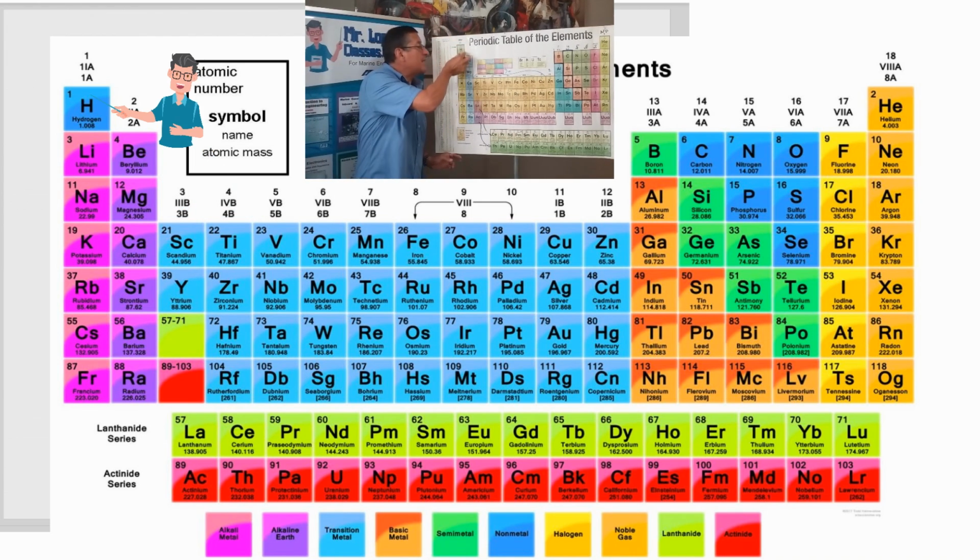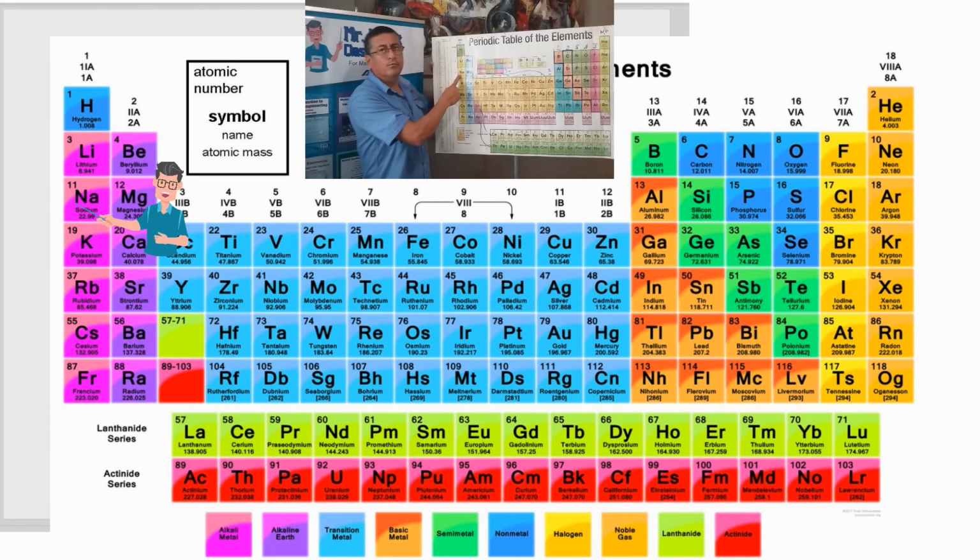In the group number 1 are located all the elements with 1 electron in the last orbit. All of those elements located in the group number 1 have 1 electron in the last orbit. Hydrogen has only 1 electron. What is the meaning of that? Hydrogen only has 1 orbit with 1 electron. How many protons does hydrogen have in the nucleus? Only 1 proton.